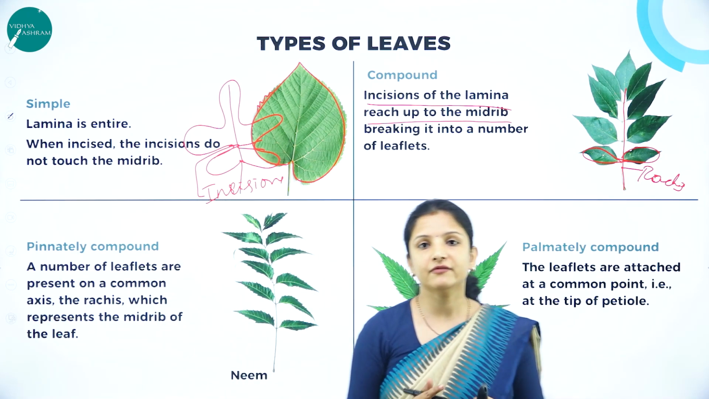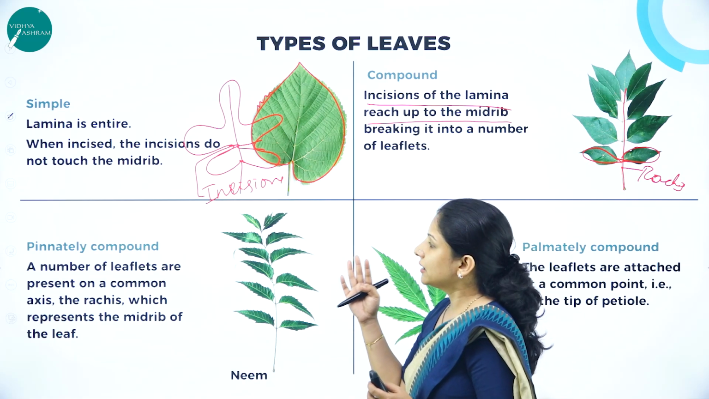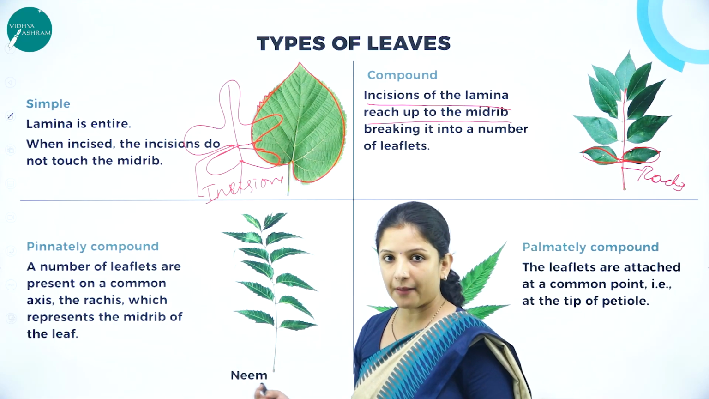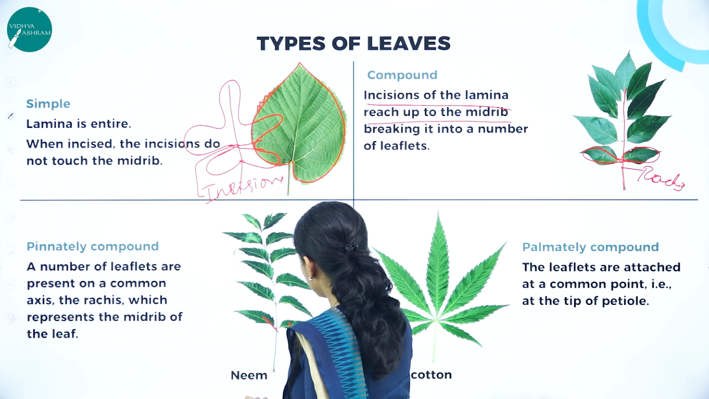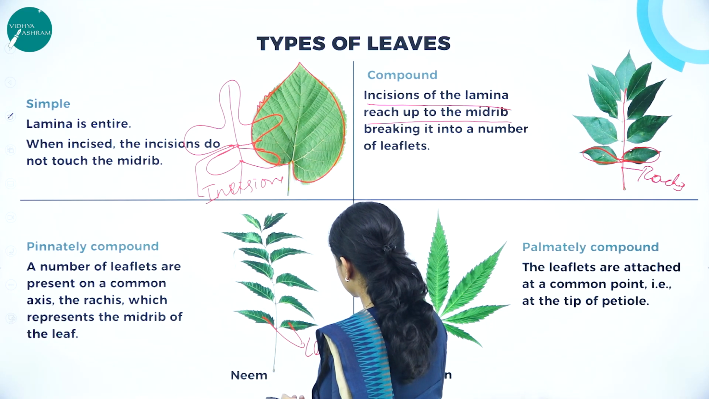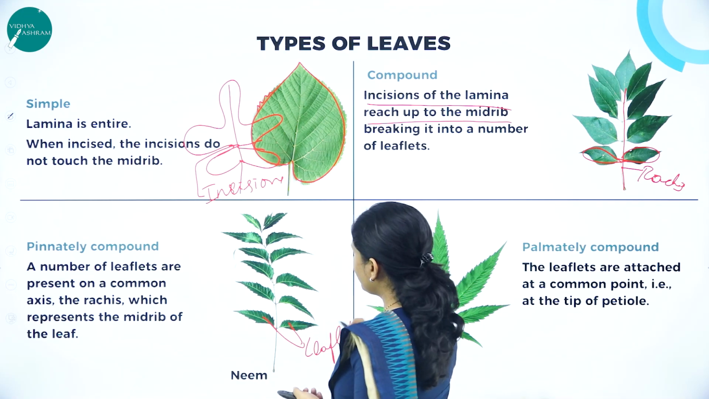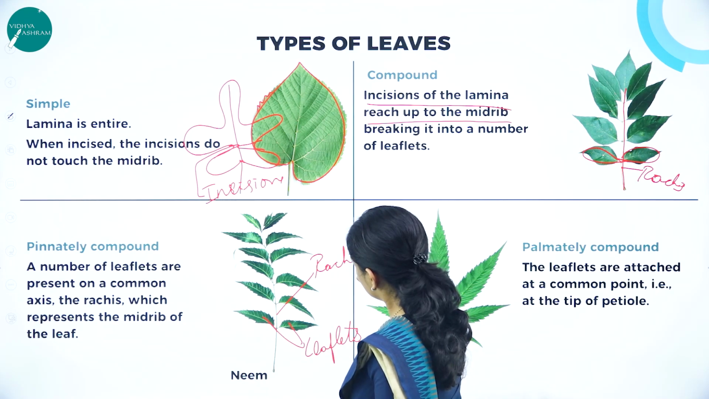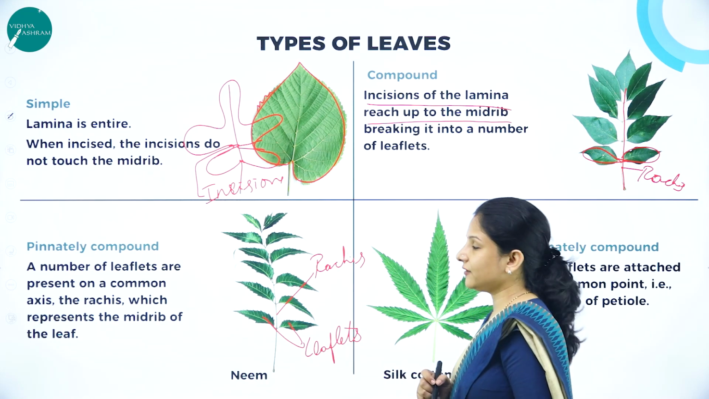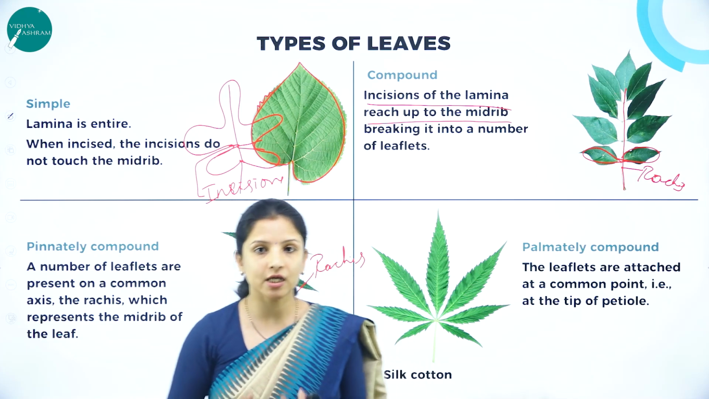In compound leaves, there are two types: pinnately compound and palmately compound. In pinnately compound, a number of leaflets, all these are called the leaflets, will develop on the main rachis. So that is a pinnately compound leaf.